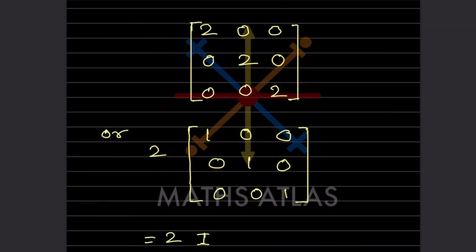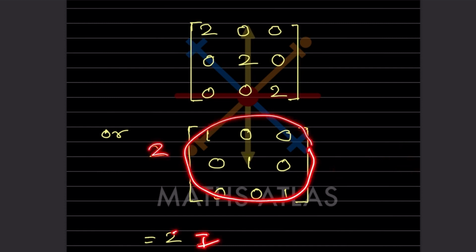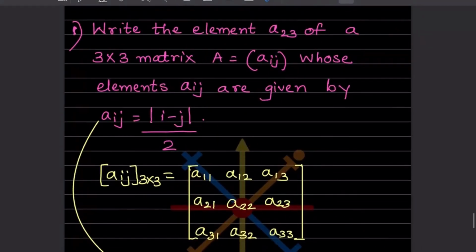So now what you can see, this 1 0 0, 0 1 0, 0 0 1. So these ones are here. So this is an identity matrix. So what we can write here, 2 will write here, and I for this whole part, that is the identity matrix. So by this one, this is the question given over here.